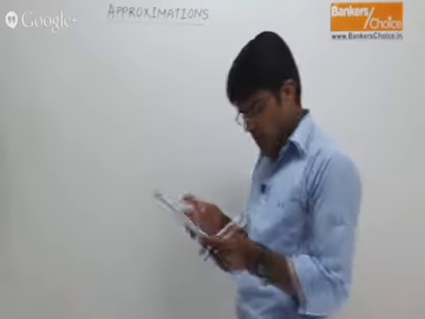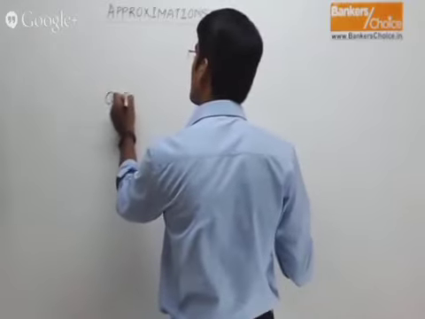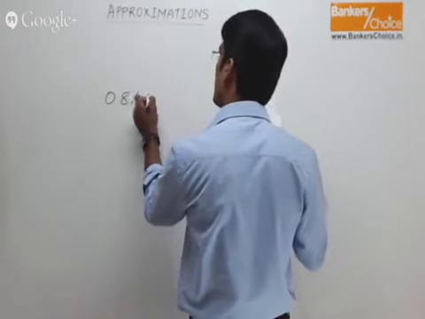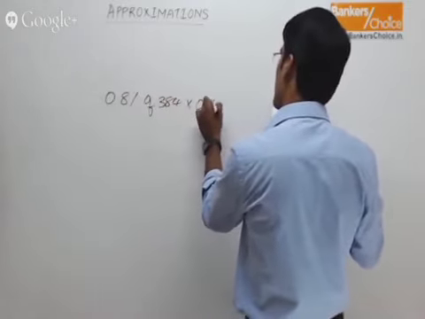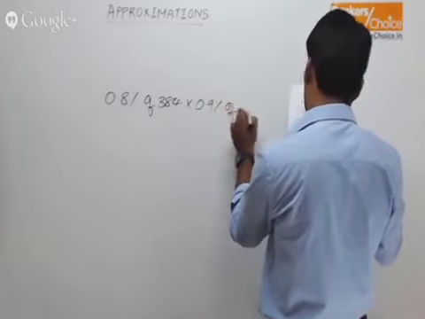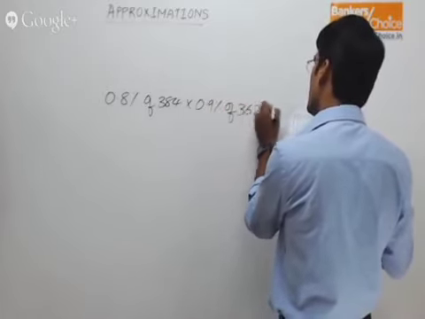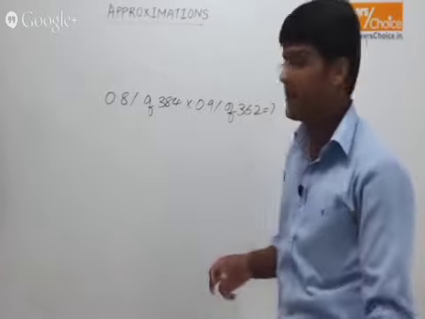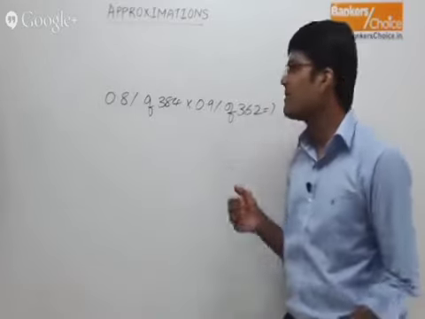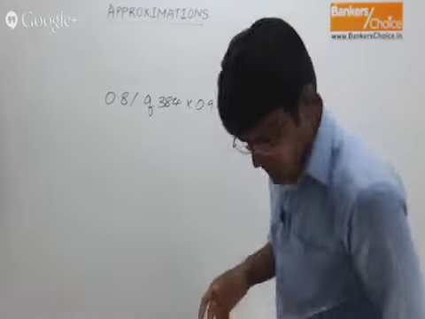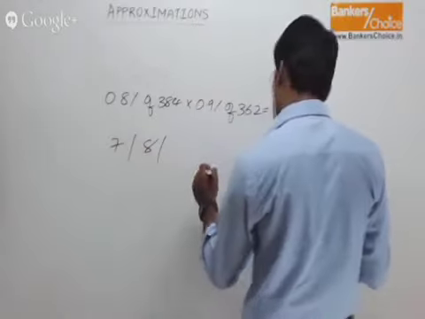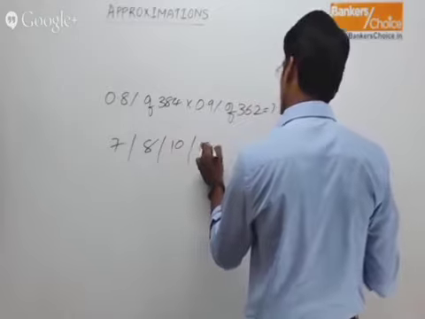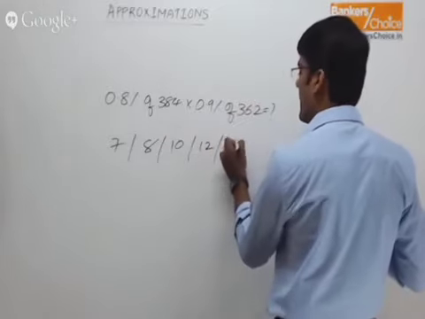All right, one last one here. Again, based on percentages: 0.8% of 384 into 0.9% of 362 equals to what? Let me also give you the options. 7, 8, 10, 12 and 15.